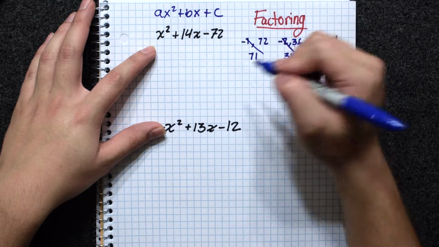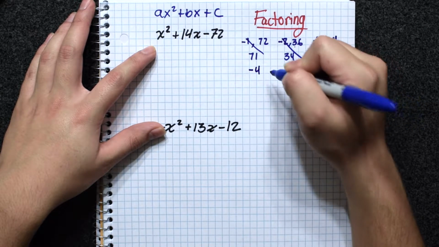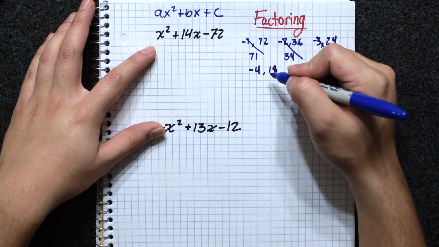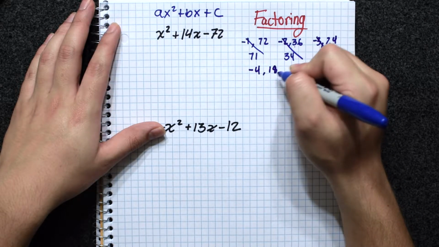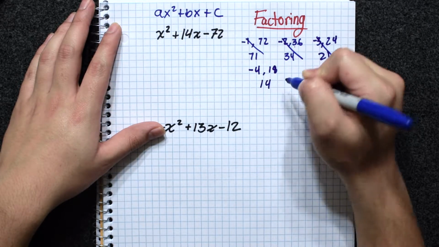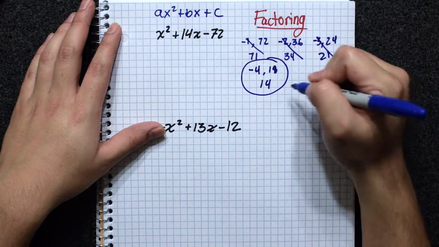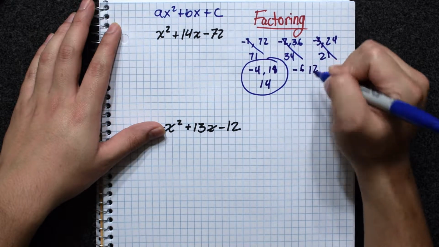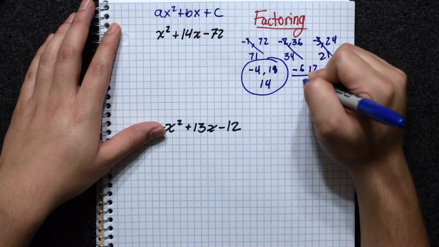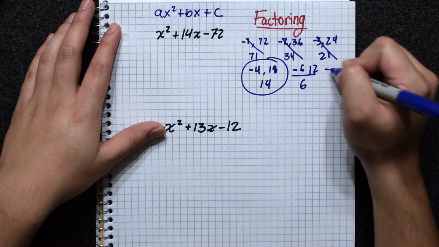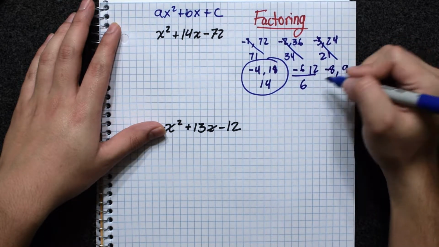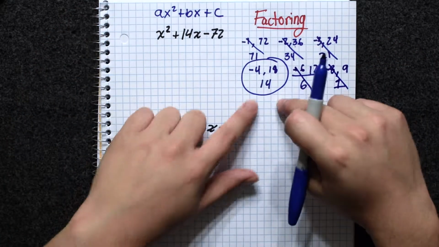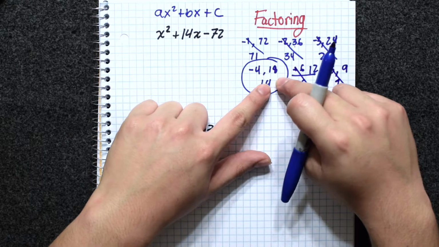However, our next one, if we take negative 4 and we multiply that times 18, that definitely gives us negative 72. And if we add these together, that gives us positive 14, which is what we're looking for. So this checks out. Now we could write the other factors, you know, negative 6 and positive 12, but that would only get us to 6. And of course, there is negative 8 and 9, which if we add these together, gives us positive 1. So these are definitely not it. So the numbers that we're looking for are negative 4 and positive 18.